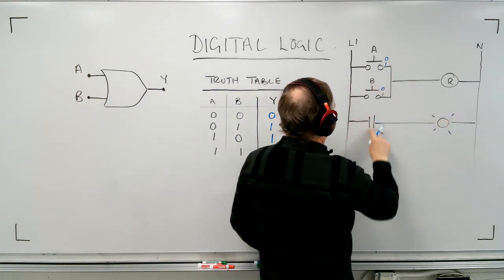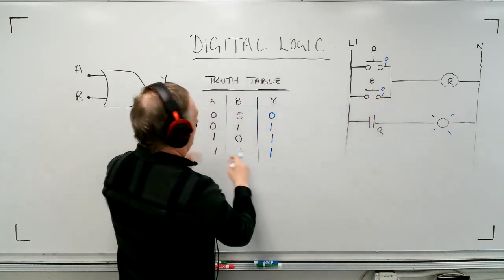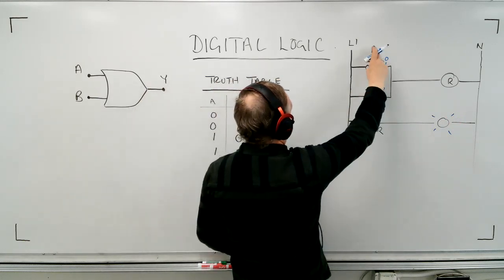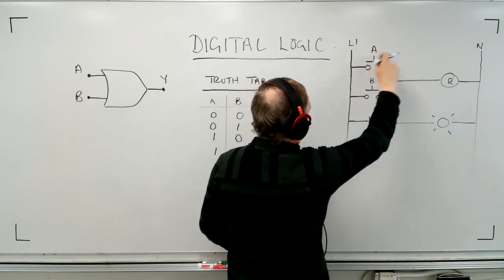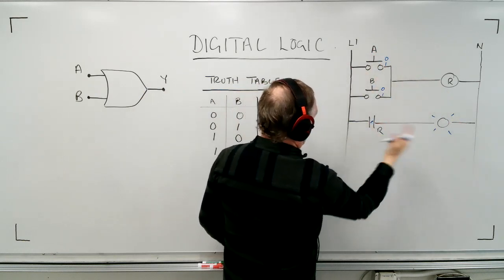What about if we go the other way with that? We let go of this button B, but we push A. Same result. We're going to energize the relay. This is going to close. The light's going to come on.